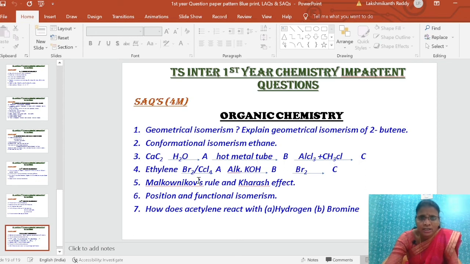Next, ethylene reacts with Br2 in CCl4, gives A, gives B, gives C. So we need to write this also. Then Markovnikov's rule and Kharasch effect. The next, positional and functional isomerism. So then how does acetylene react with hydrogen and bromine? So this question is also covered in LAQ.